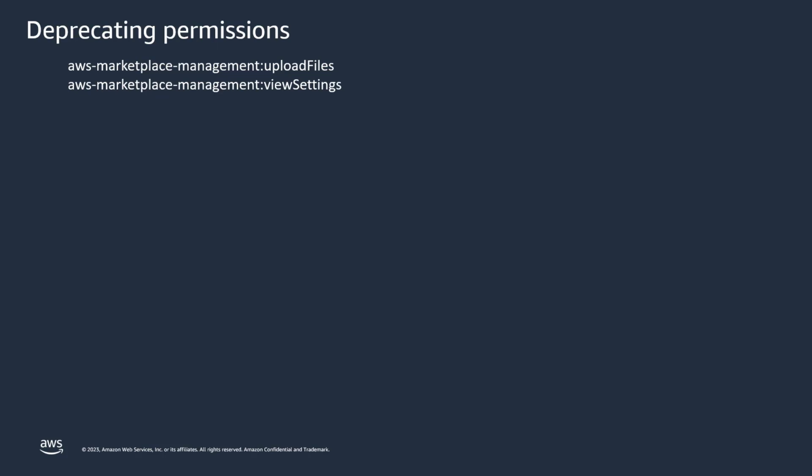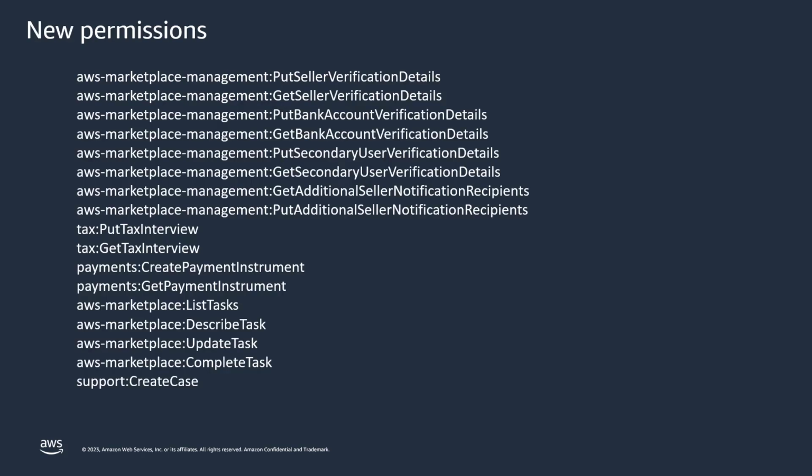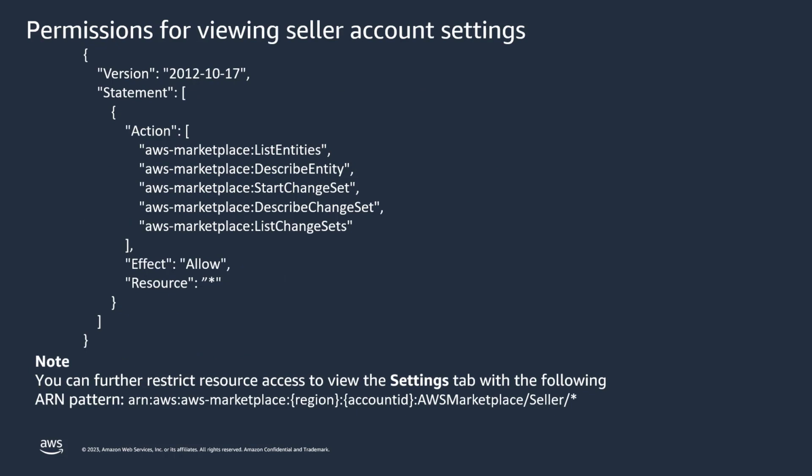AWS Marketplace is phasing out two legacy permissions: upload files and view settings. The deprecated permissions have been replaced with 17 new ones. This sample policy incorporates the new permissions required to grant access to view the seller account settings in the AWS Marketplace Management Portal.